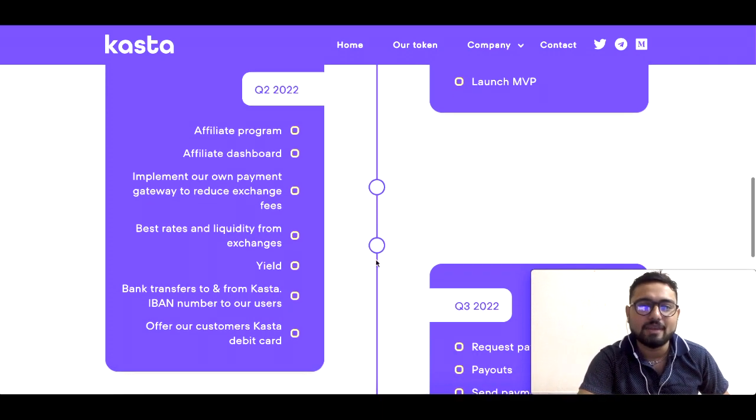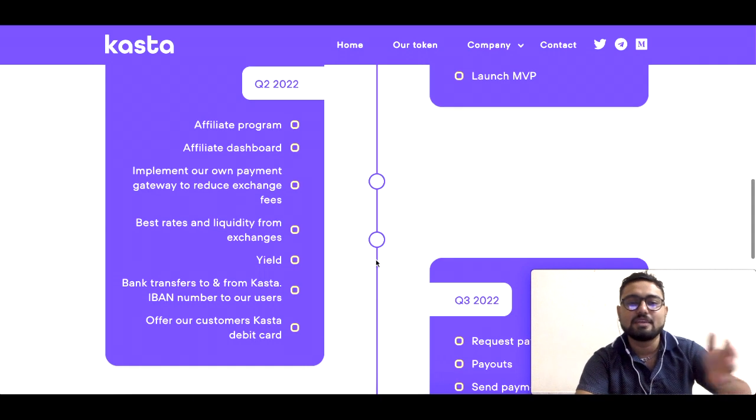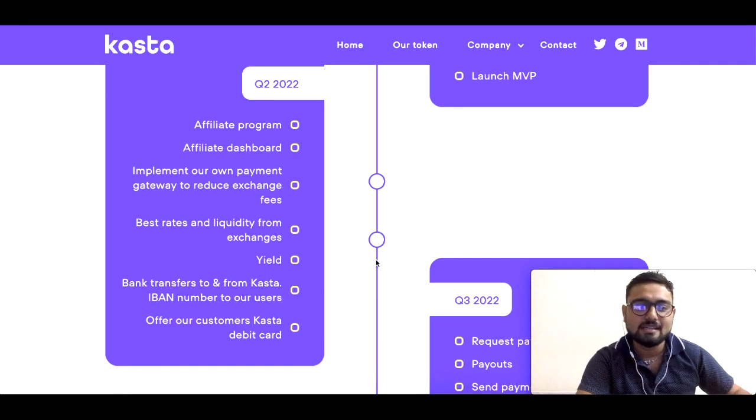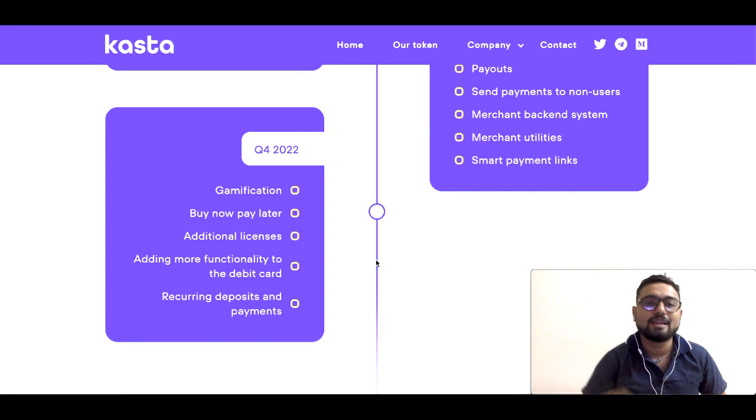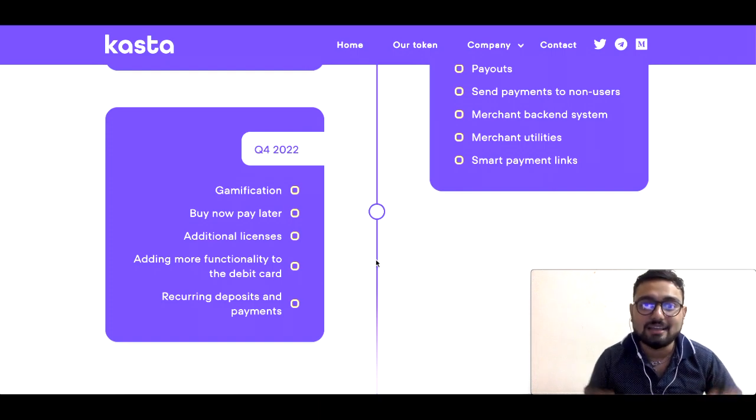Q2 would focus on building the affiliate networks, best rates and liquidity from the exchanges, yields, offer from banks and bank transfer to and from Kasta. And also Q3 would target to have payouts. You can request payments, send payments to non-users of Kasta as well, and merchant utilities, smart payment links as well. And Q4 will enable gamification, and the most important aspect is the buy now, pay later option, as well as adding more functionality to the debit card and recurring deposits and payments to the Kasta ecosystem.